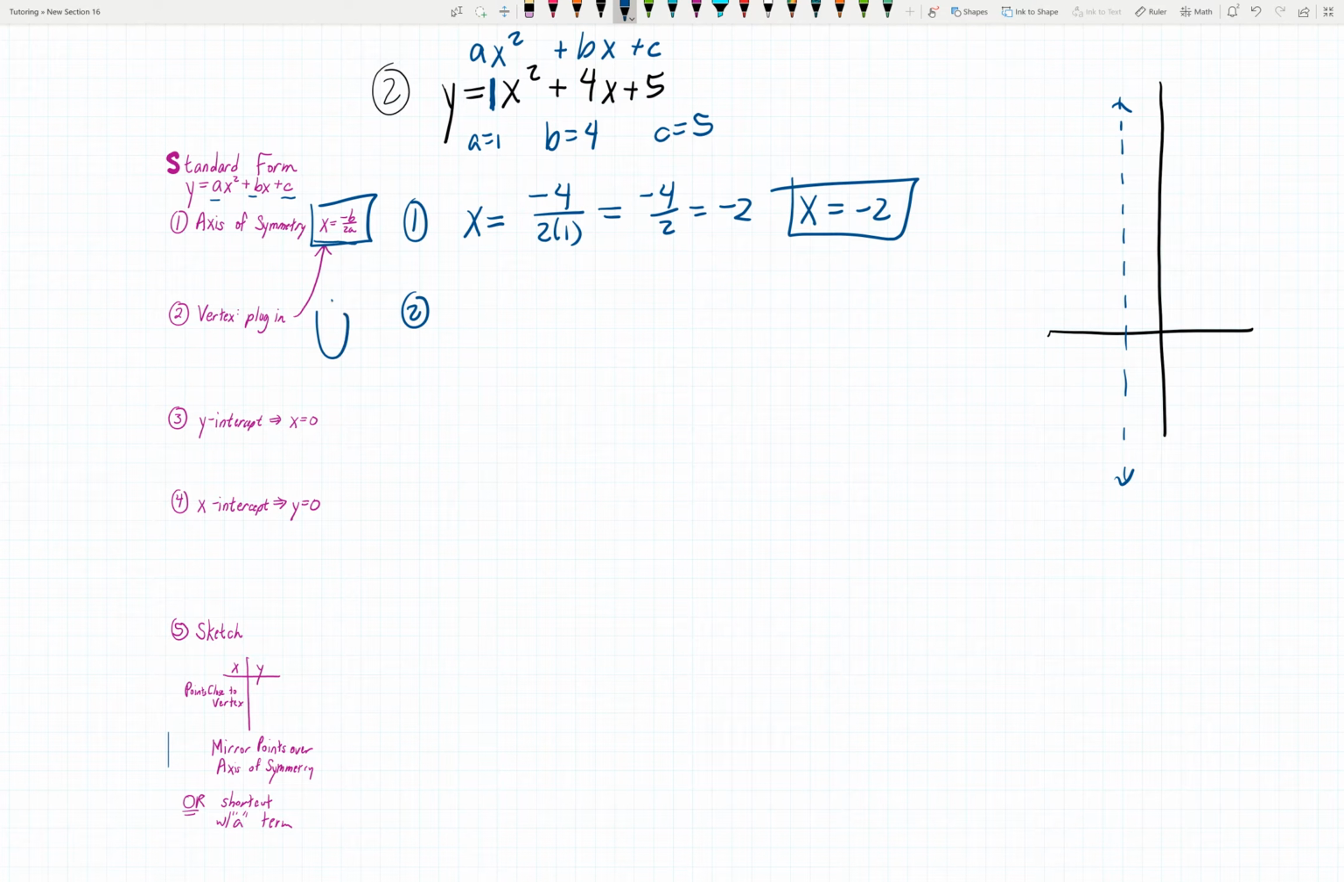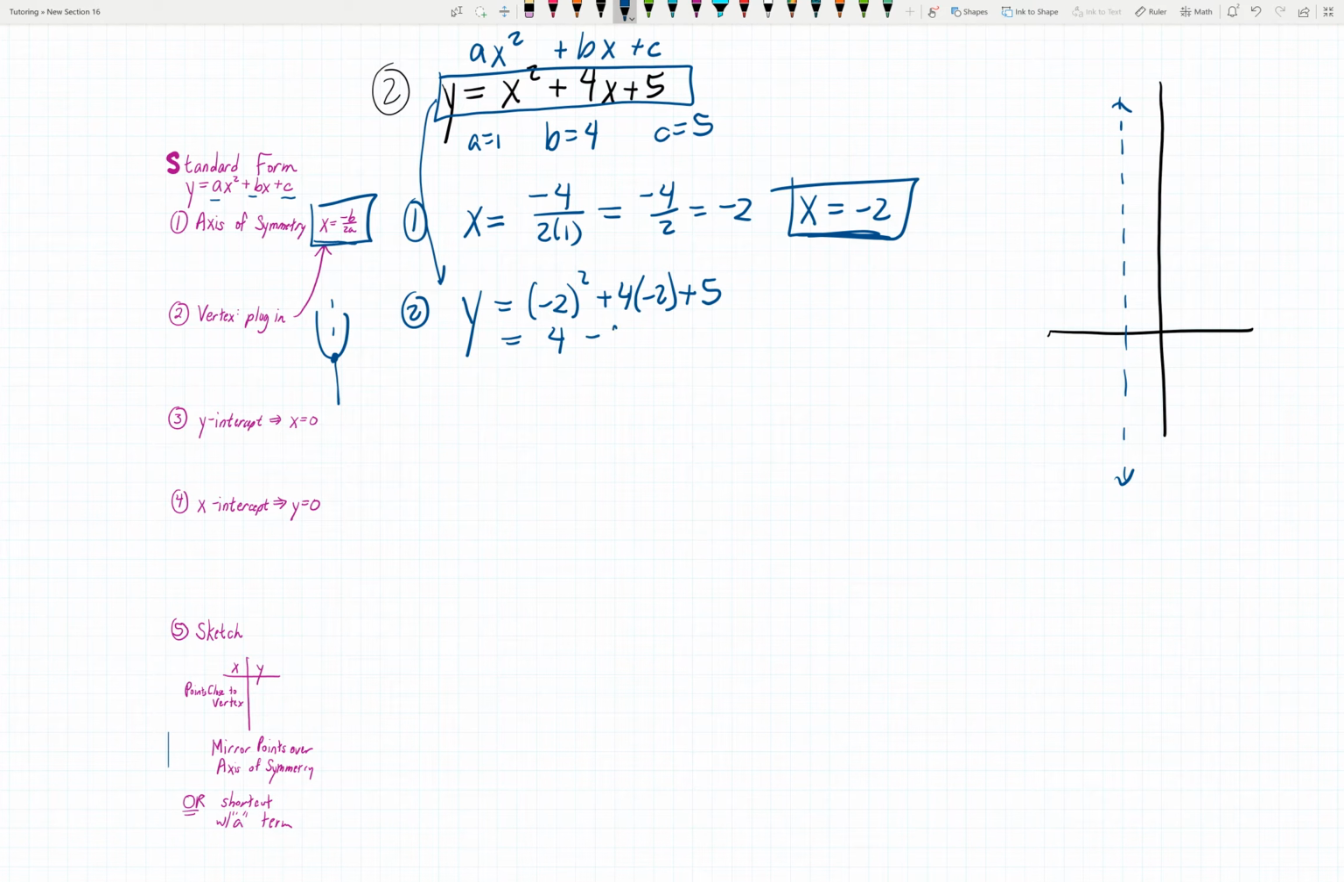We know that our vertex is on our axis of symmetry, right? It's right in the middle. So if we have the x-coordinate, we have this formula that tells us what the y is. So if x is negative 2, the y will equal negative 2 squared plus 4 times negative 2 plus 5. So that'll be 4 minus 8 plus 5, is negative 4 plus 5, is 1. So when the x is negative 2, the y is 1. We got a vertex right there.